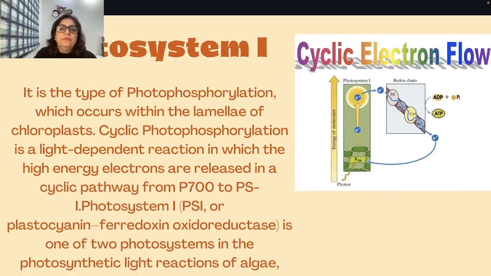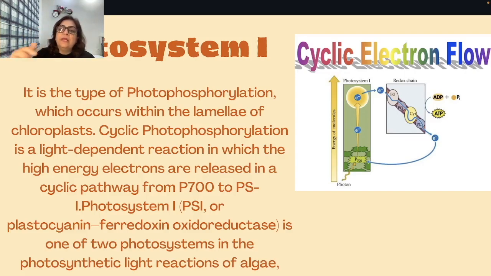Now, we have two photosystems. One is cyclic, the other is non-cyclic. Photosystem one is the cyclic photosystem, that is PS1 or P700. It is a type of photophosphorylation which occurs within the lamellae of chloroplast. And cycling means the electrons are released from the system P700, and they again come back to the reaction center P700. This is the cyclic.